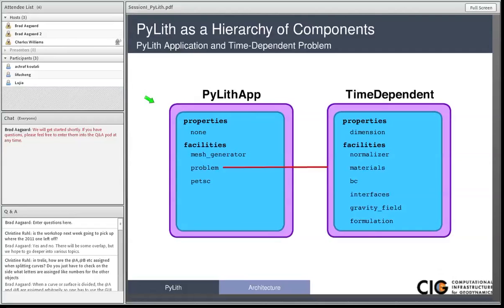A time-dependent problem has a dimension property. That's the dimension: is it a 1D problem, 2D, or 3D. It has a number of its own components or subcomponents that are labeled facilities. So it has something for non-dimensionalizing units called a normalizer. It has materials, boundary conditions, fault interfaces, a gravity field, and then the time-stepping formulation.